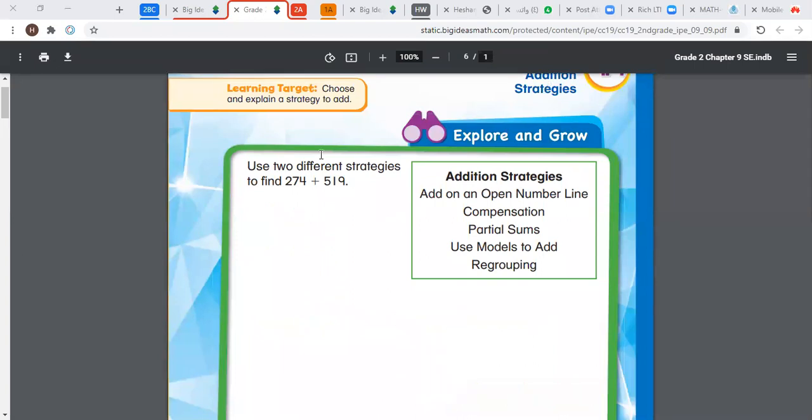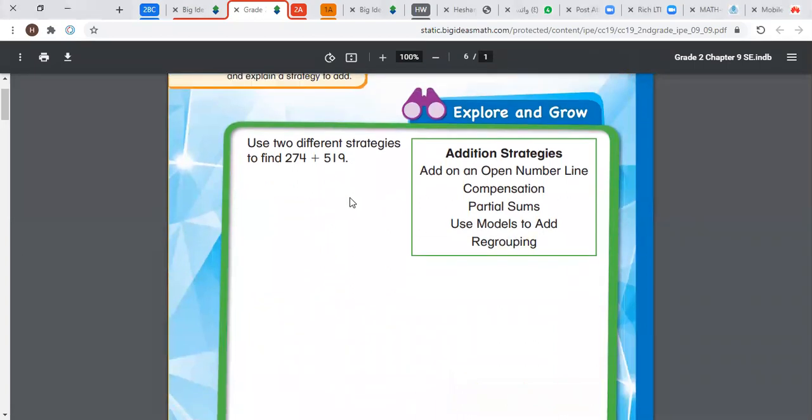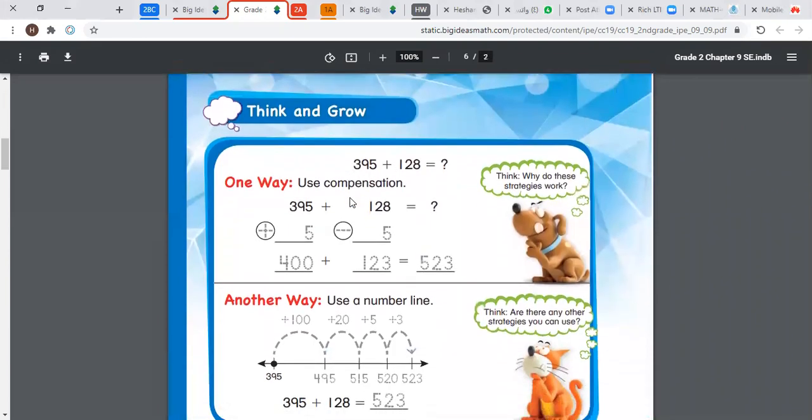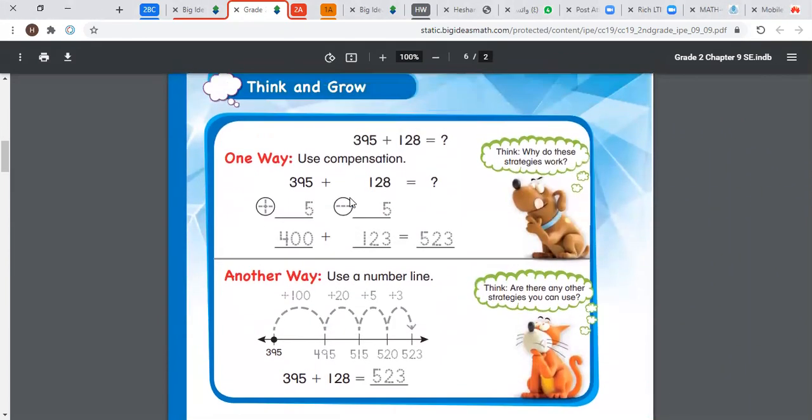Now let's move to the next page to answer the next question. In the next page, we have this example here, 395 plus 128. Do you remember this lesson, when we add 5 to make a 100 number? If we add 5, we have to subtract 5 from the next number. This is called compensation. So you can use compensation to get the answer. We can use a number line also to get the answer.